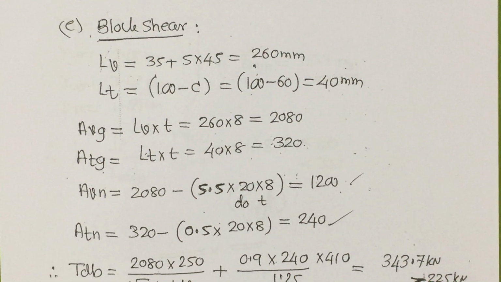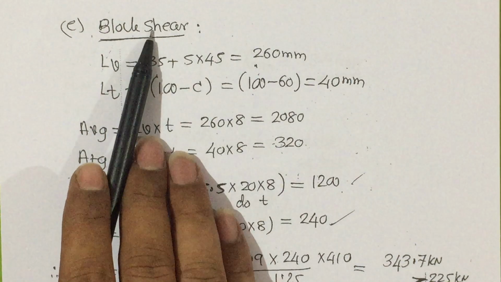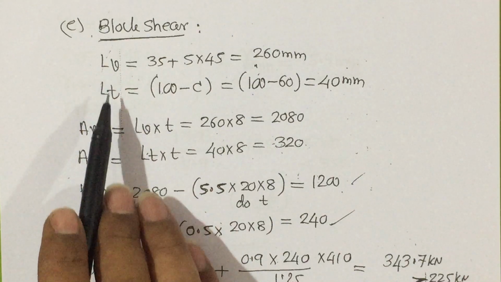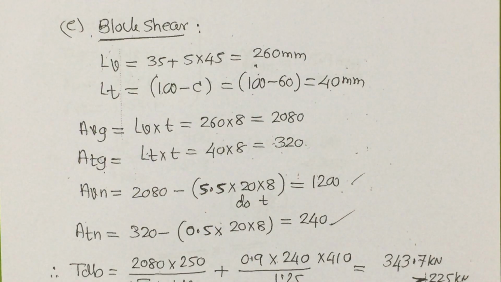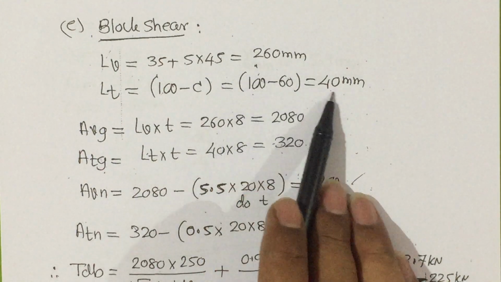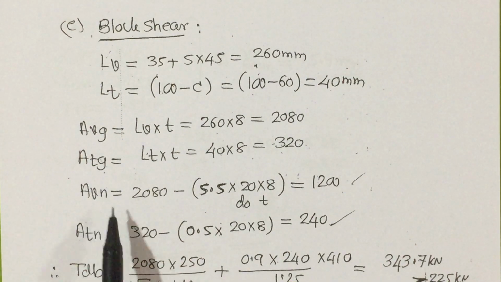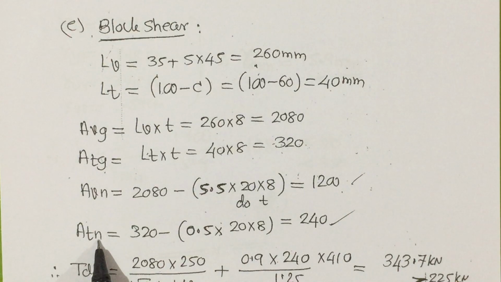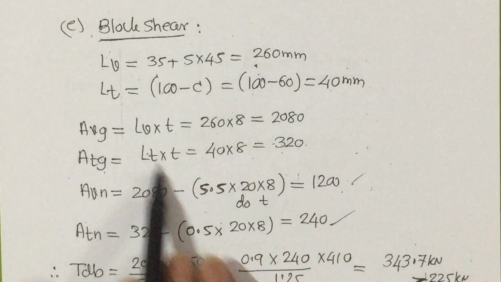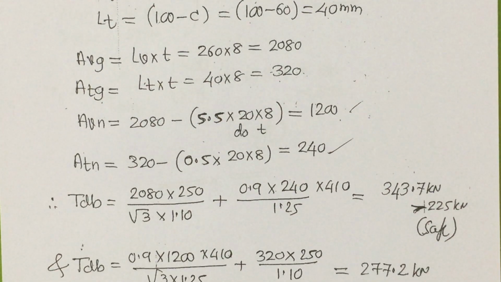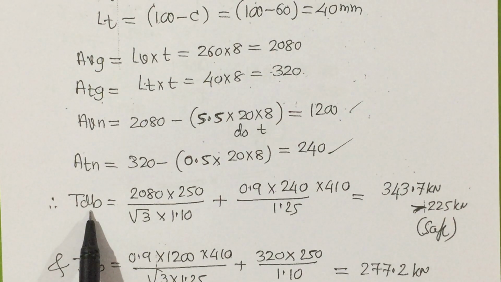Then check for block shear, that is nothing but TDB. First, let us calculate LV and LT by using the formulas. You are going to get 260 and 40 mm. Then calculate AVG, ATG, then AVN, ATN. The formulas, these problems we discussed in the type 1, okay, follow the same thing. Then we are going to get TDB.